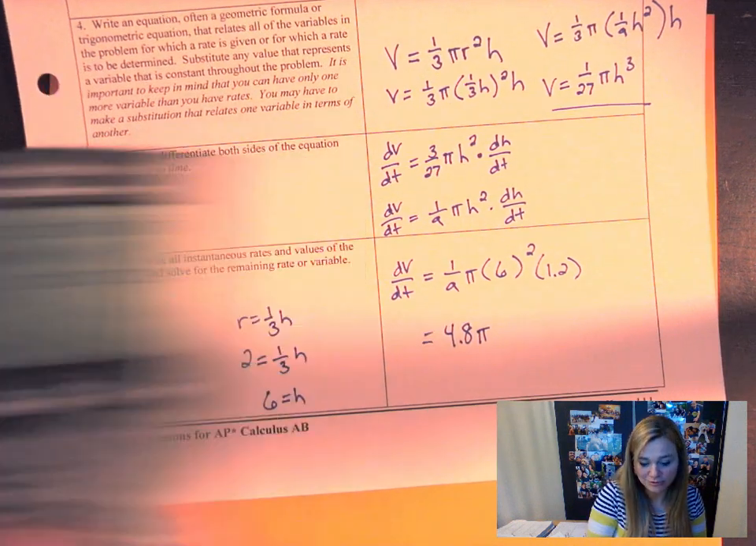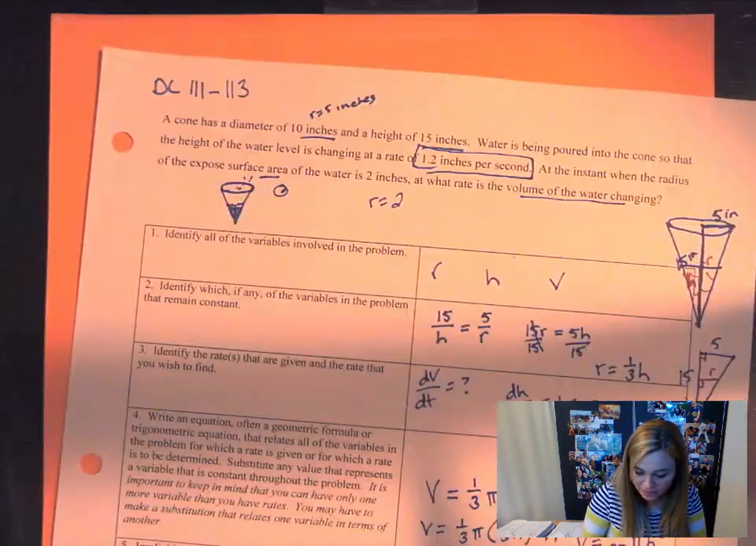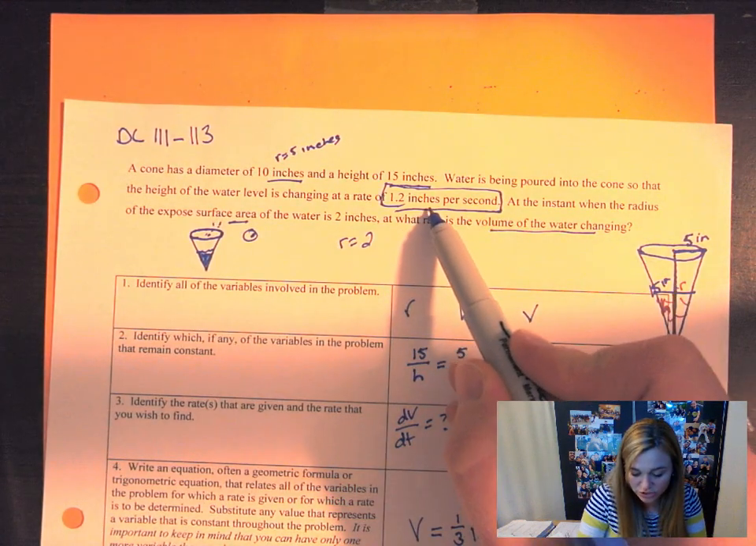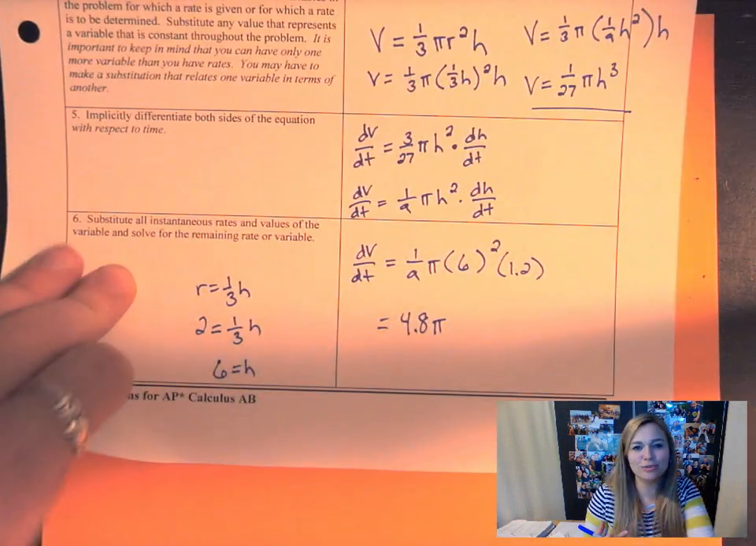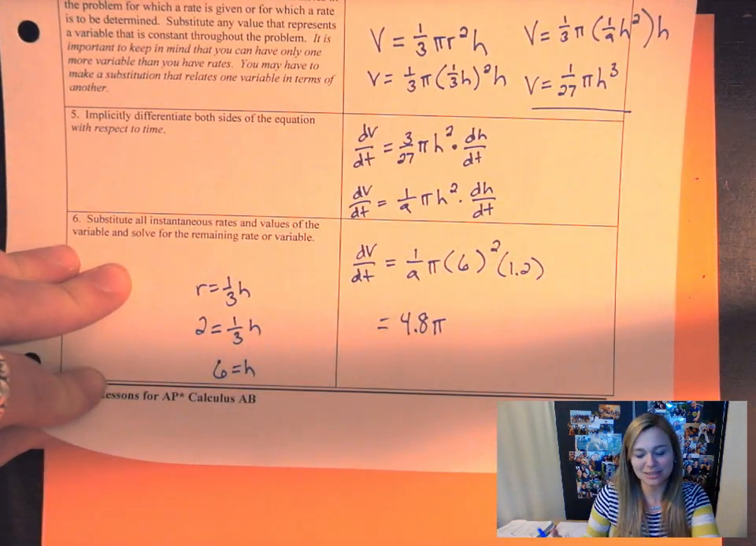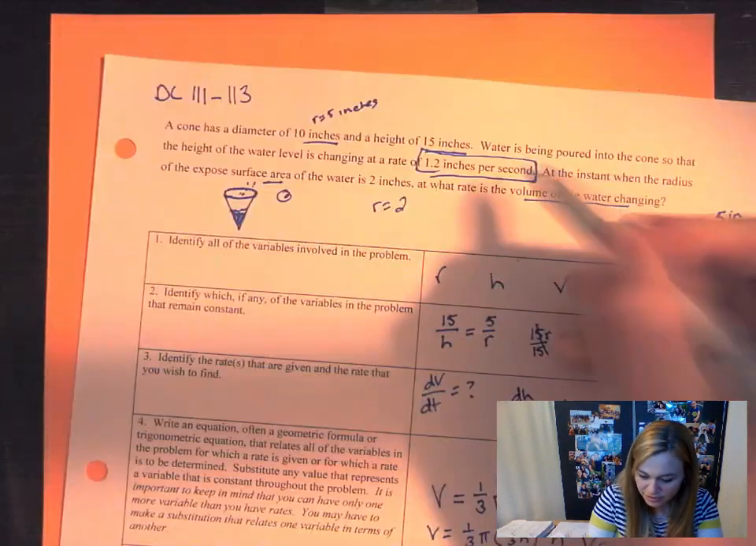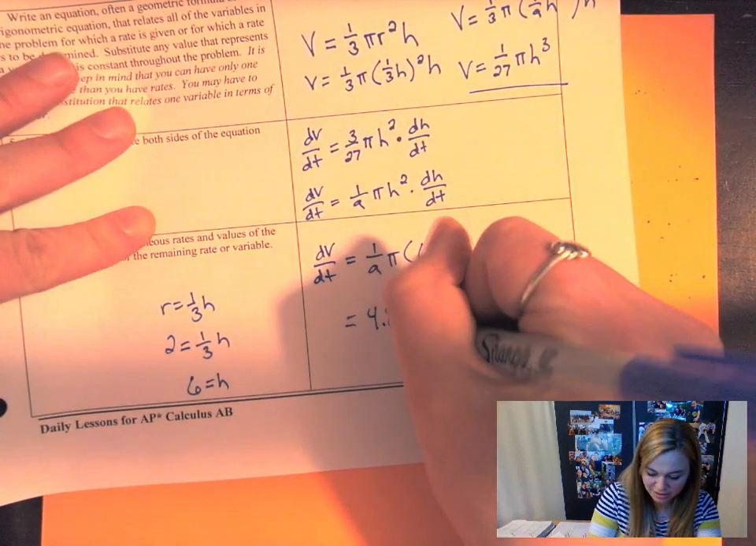dV/dt, you have to put the units. And volume in this case, does it say? It says that the height of the water level is changing in inches per second. Volume is like, think about it in a cube as length times width times height. So it'd be inch times inch times inch, or cubic inches. This was per second. This will still be per second.